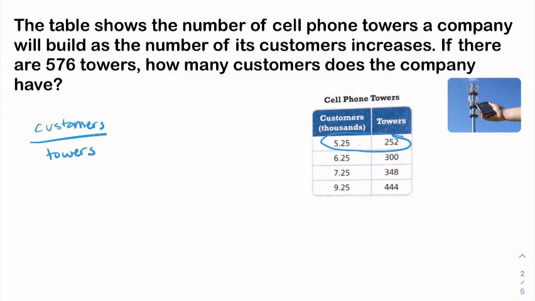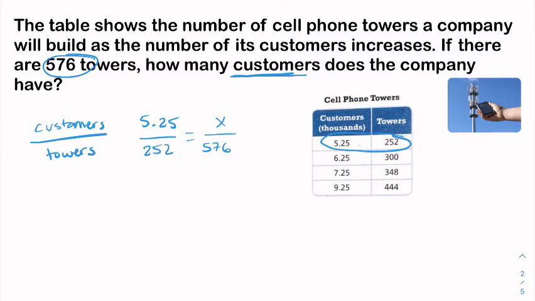So the entry says 5.25 thousand customers, and that's for 250 towers. The question is asking for the number of customers when we have 576 towers. So since my towers is on the bottom, I'm going to put 576 on the bottom. I'm looking for the number of customers, so we're going to put a variable x in its place. I need to solve for x.